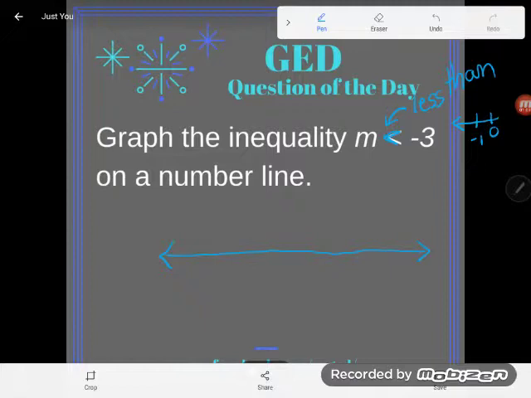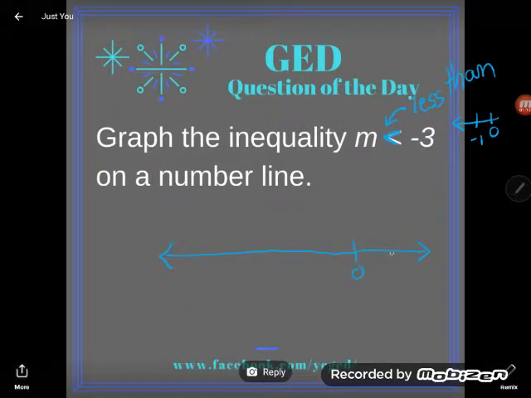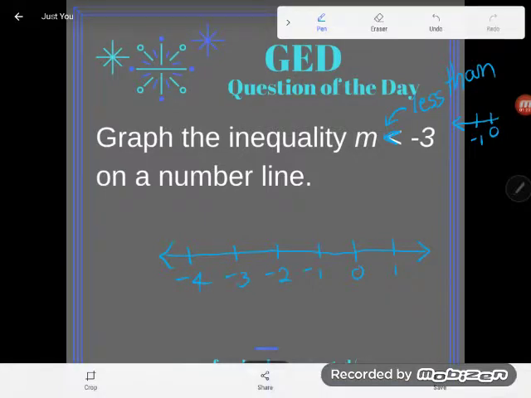Okay, now, if I have an inequality that I need -3 on, -3 is to the left of 0. It doesn't really matter where my line starts, but I'm going to make sure that I at least have enough space to get to -3. Now, this is just the number line. I haven't graphed anything on the number line yet.